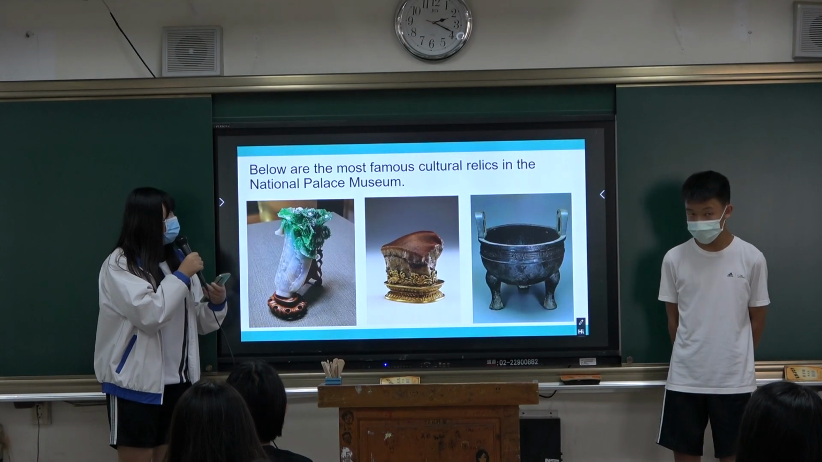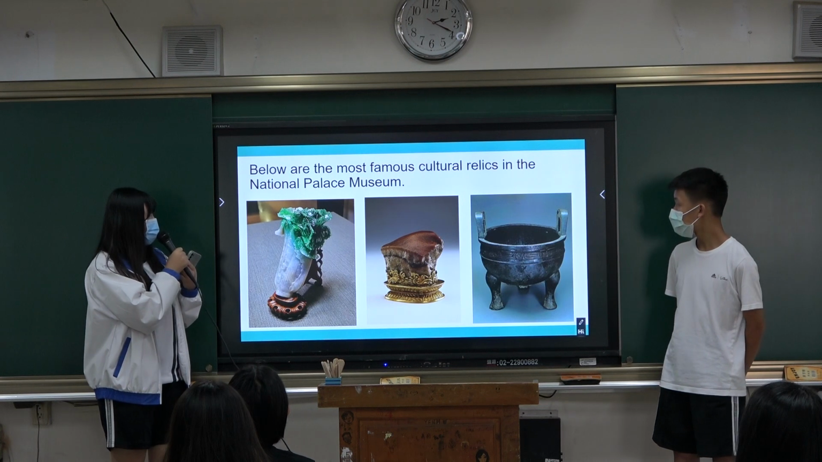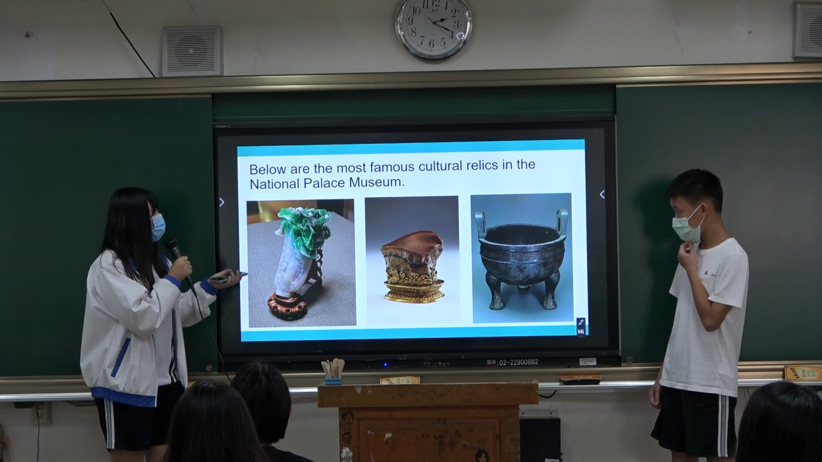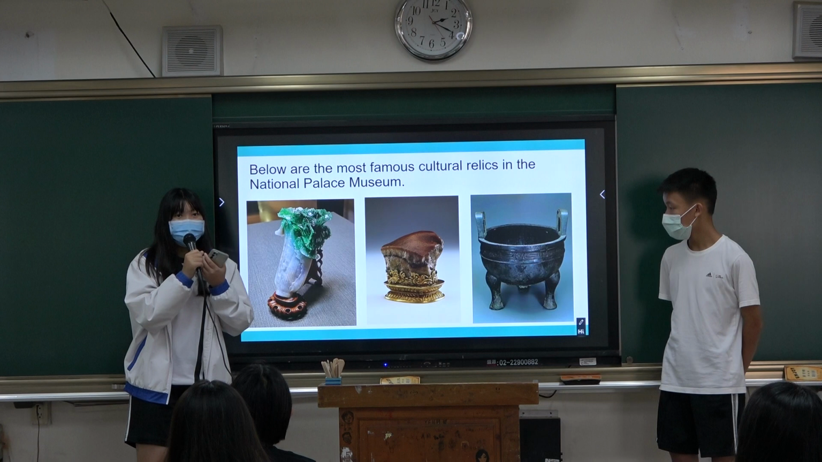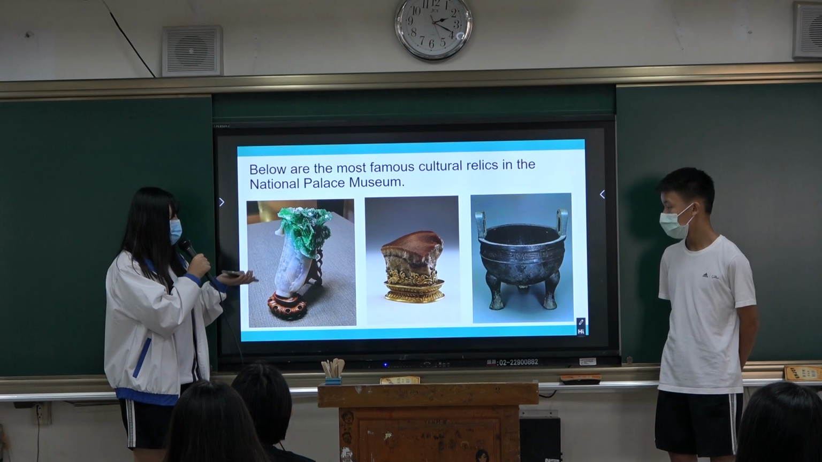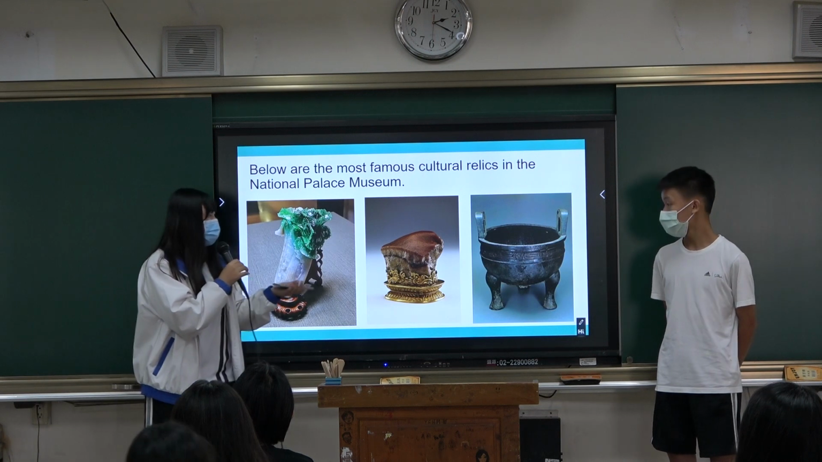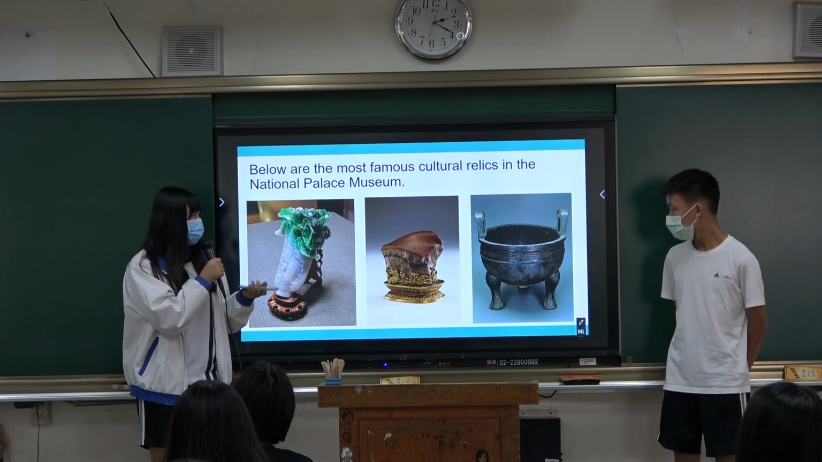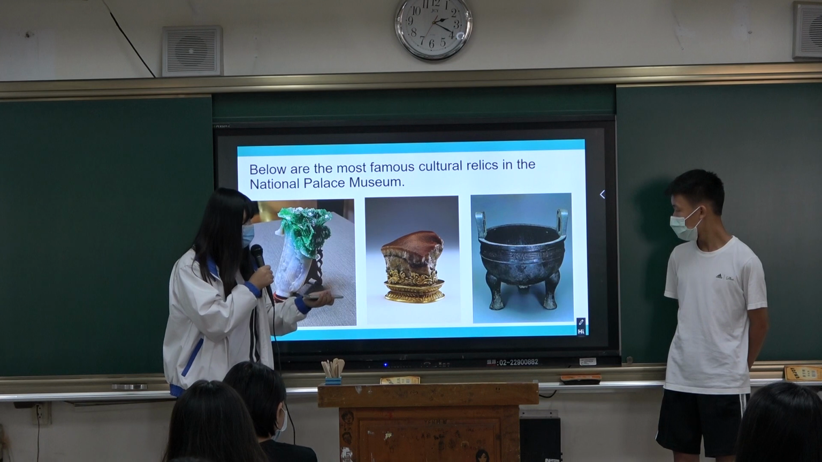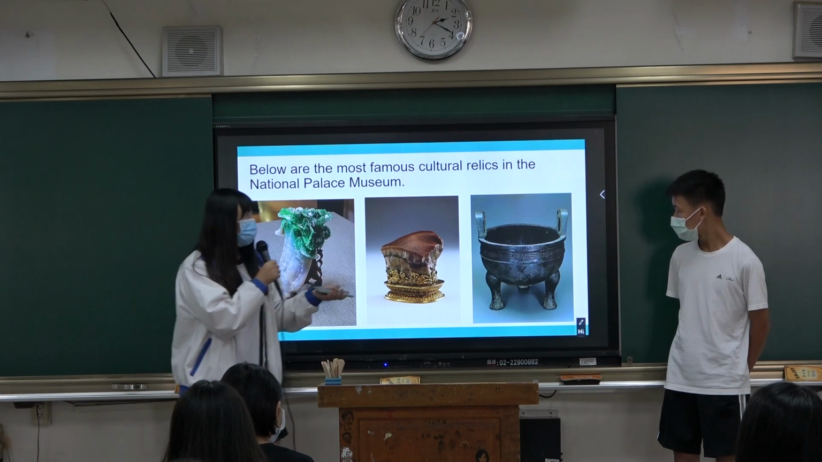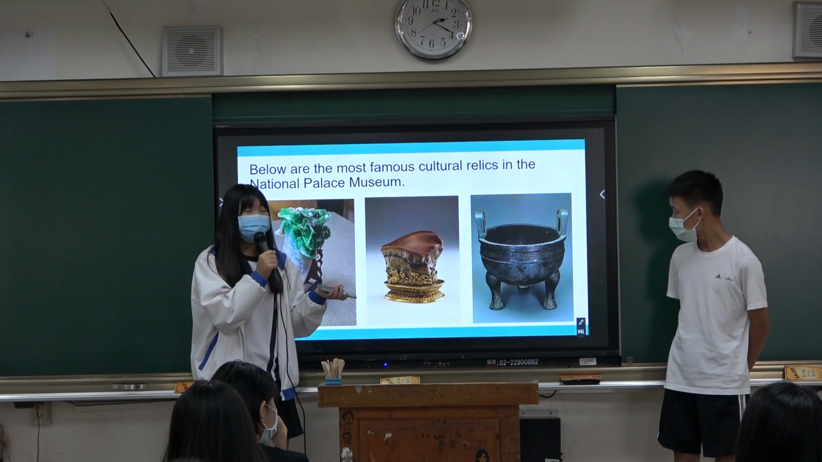Below are the most famous cultural relics in the National Palace Museum. The first one is called Jade Cabbage. And as you can see, it is a cabbage made of jade. The second one is called Meat-shaped Stone. It is a stone but it looks like meat. And the third one is called the Cauldron of Yucatan.